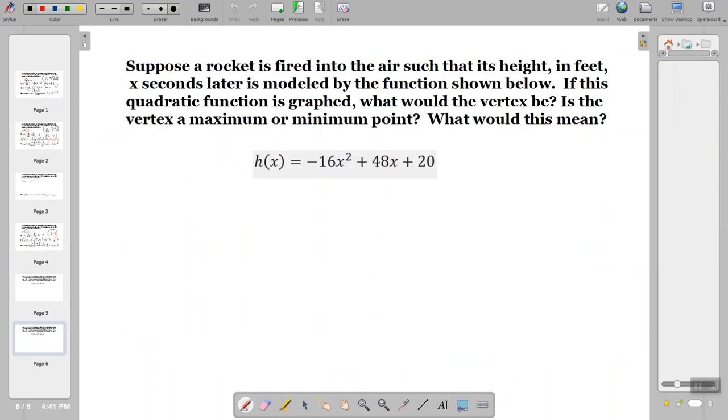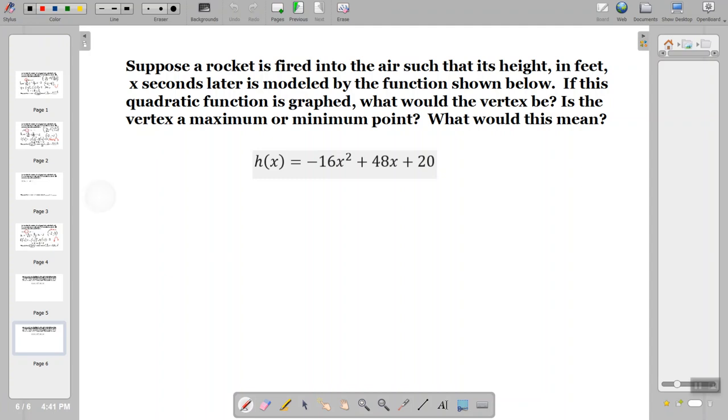All right, one example that is an application. Suppose a rocket is fired into the air such that its height in feet x seconds later is modeled by the function shown below. If this quadratic function is graphed, what would the vertex be? Is the vertex a maximum or minimum point, and what would this mean? All right, so let's find that vertex first.